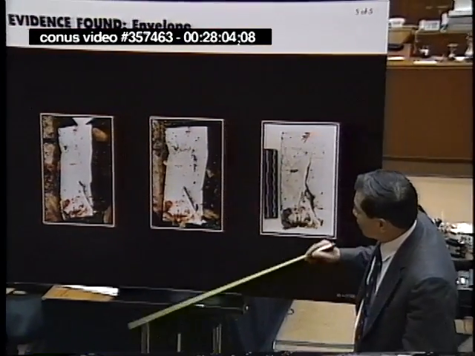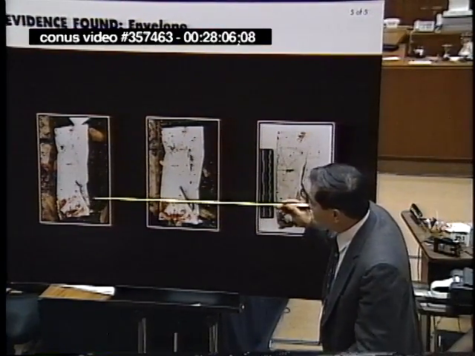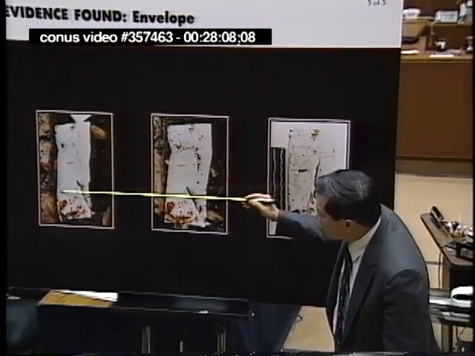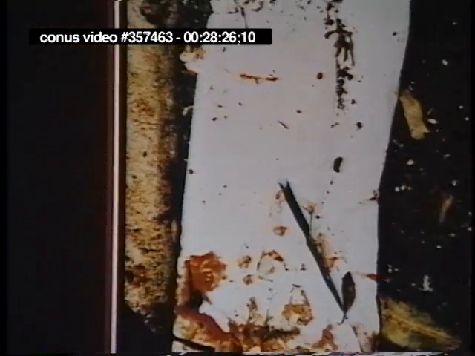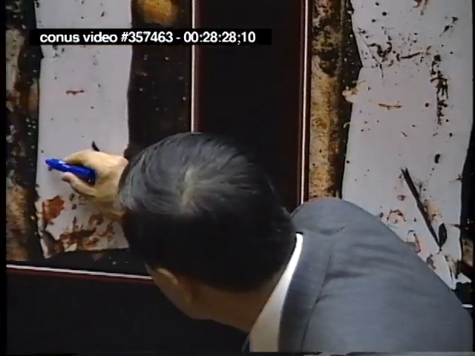In addition, I noticed some other changes. The most clear one is here. I see a blood drop in this location, absence, no blood drop. Could you circle that blood drop, please, that you have indicated is on the envelope in position number 2 that is not in position number 1?